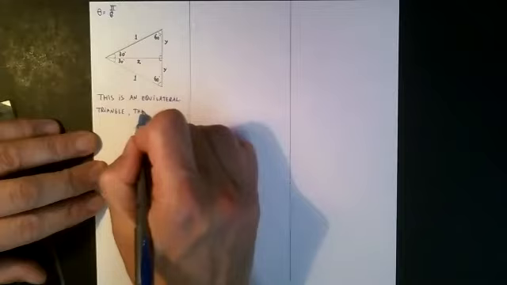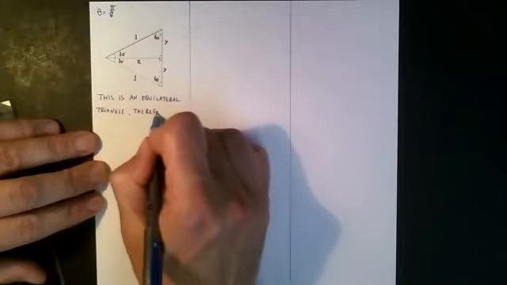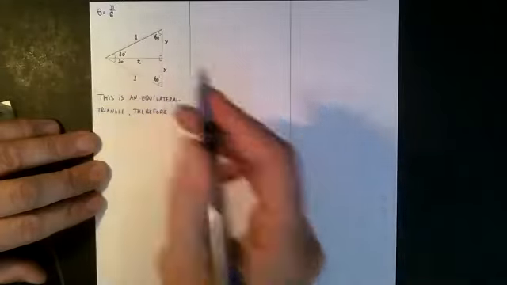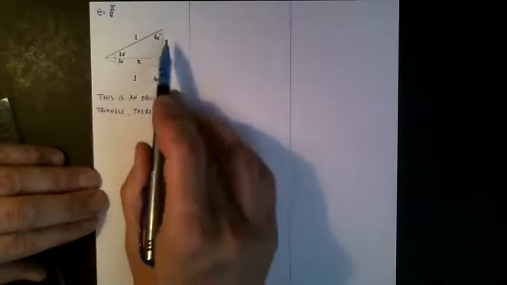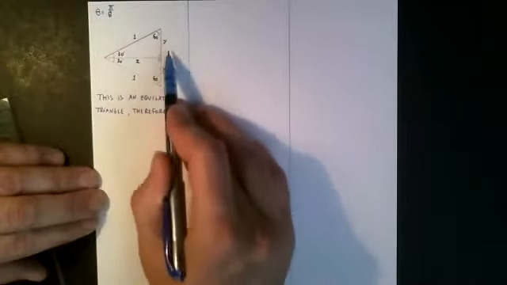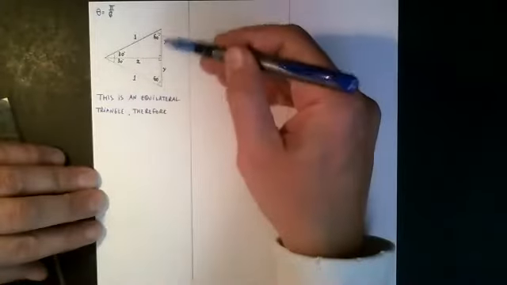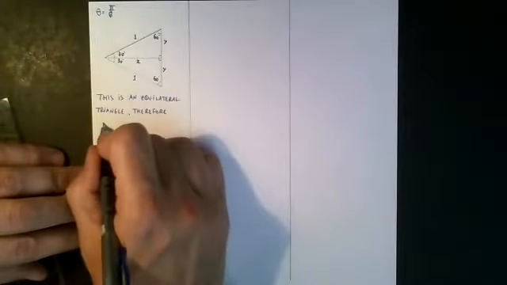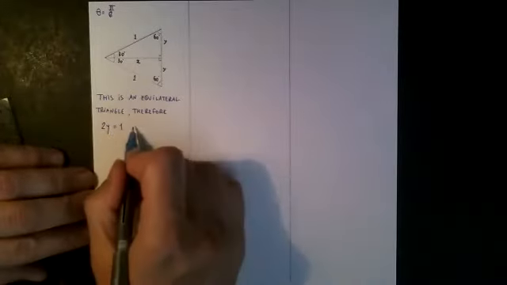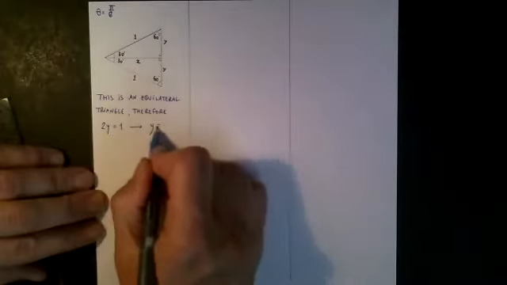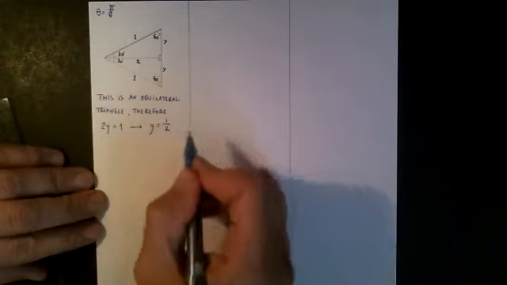Therefore, all sides are congruent, right? They all measure the same. So they're all equal to 1. So 2y, this side here, has to equal 1 as well. And therefore, y has to equal 1/2. Oh, I just found y.